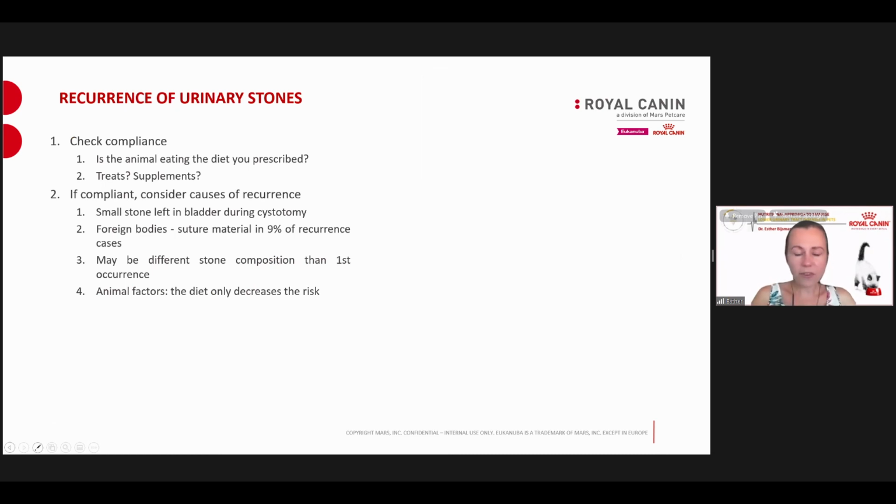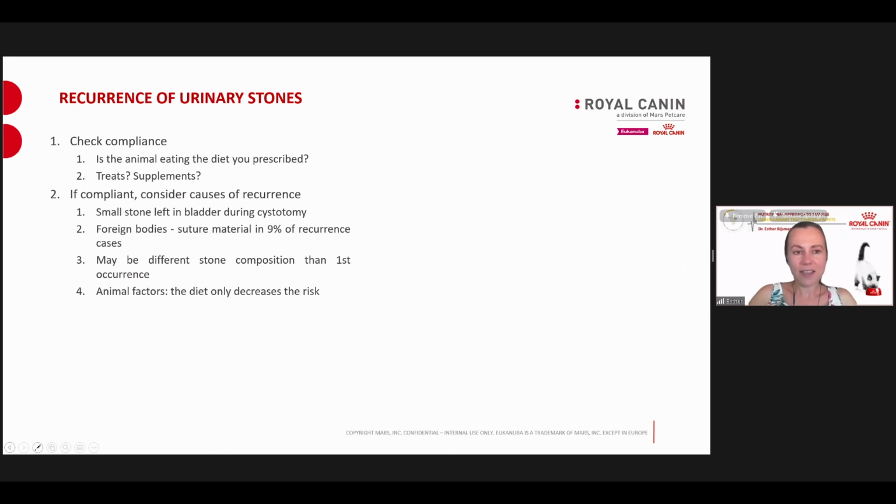So what could have caused recurrence in Lucky? First of all, the owners might not be feeding him the diet you prescribed. You prescribed a urinary diet, and the owners are like, well, yeah, but he's not actually really liking it. The problem has been fixed with surgery. He loves this brand of food from a supermarket. I'm going to go back to that.